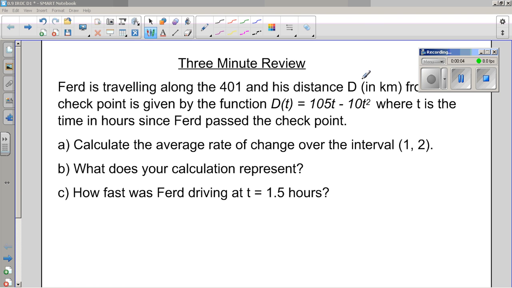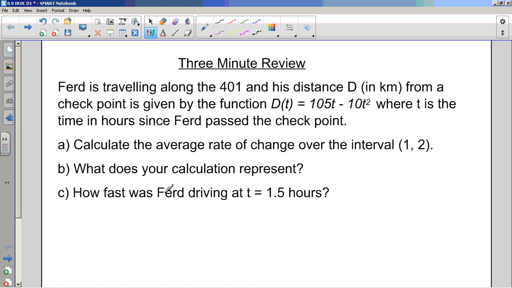This is the lesson on instantaneous rate of change, and you know the routine. You've already tried the 3-minute review, and I'm hoping that you actually got stuck on the 3-minute review on this one right here. But we'll get to that after we take up the first couple.